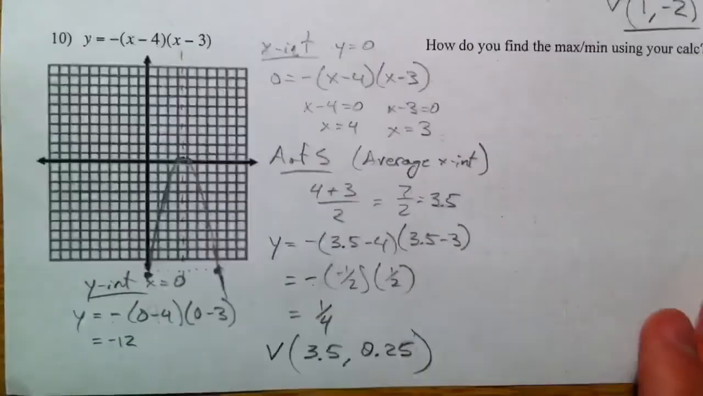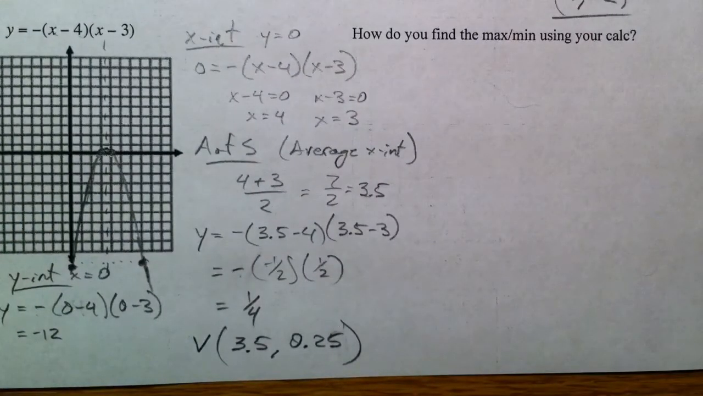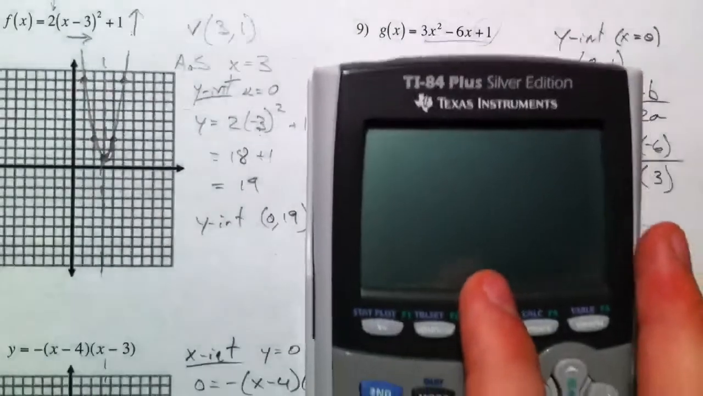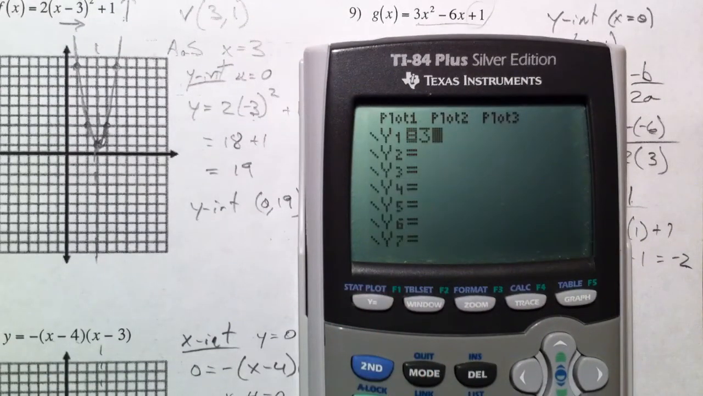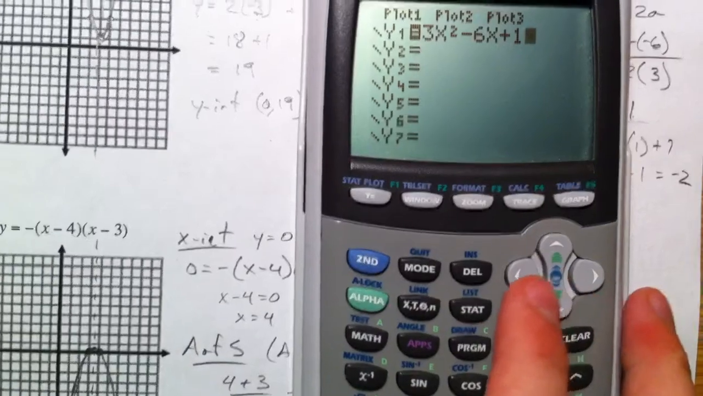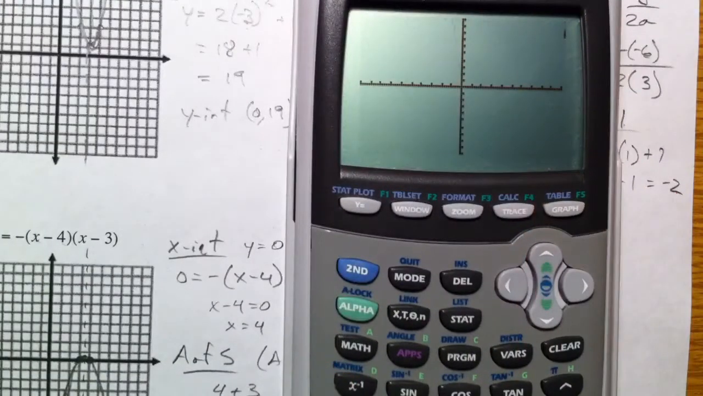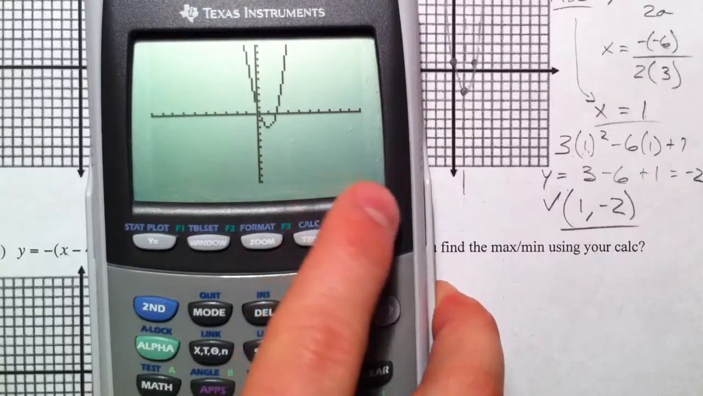Alright, so let's practice one more thing. I want you to know how to find a min or max on your calculator. So let's stick in 3x squared minus 6x plus 1. Remember the x button's right here. And so we graph it. We should get something similar to what we had drawn, and we do.